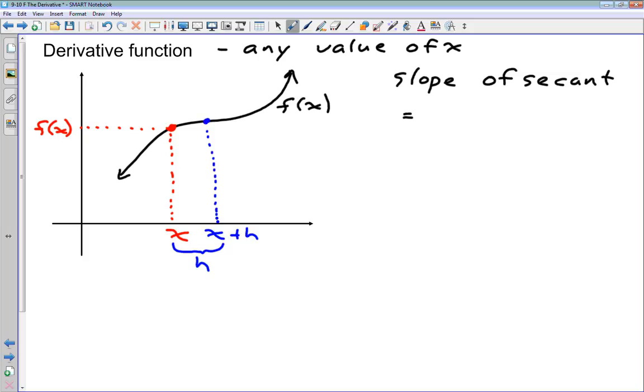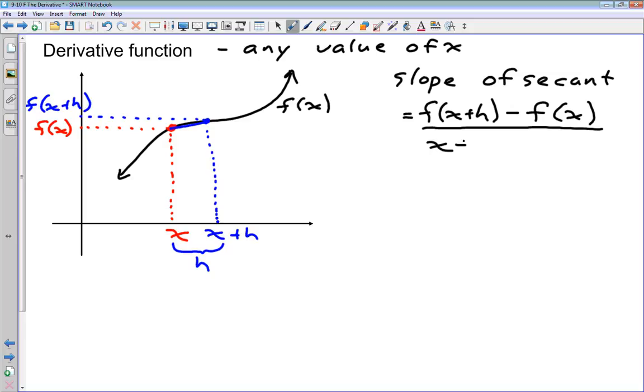And if we go up to our function here, we can find the y value, which is going to be our value of our function at x plus h. So f at x plus h. Same thing we did last time. We're going to find the slope of the secant between these 2 points. So the slope of our secant here is going to be f at x plus h minus f at x, all divided by x plus h minus x. So same old change in y over change in x that we were doing before.